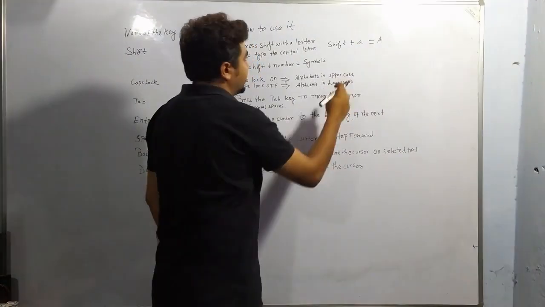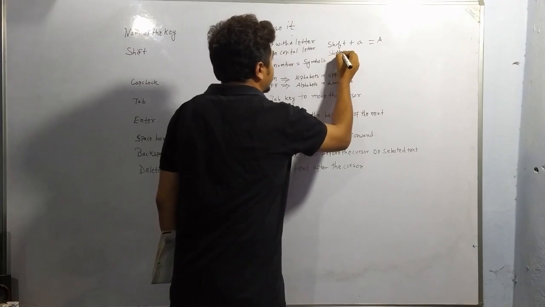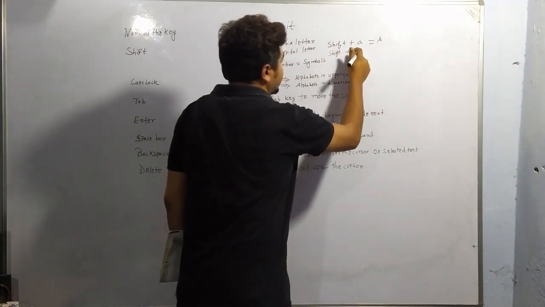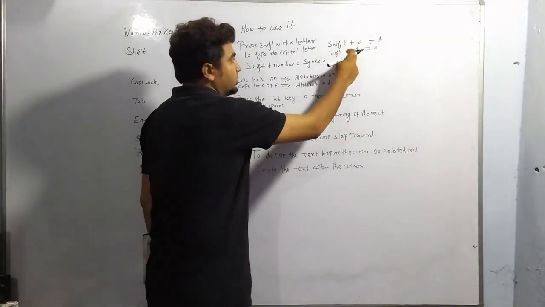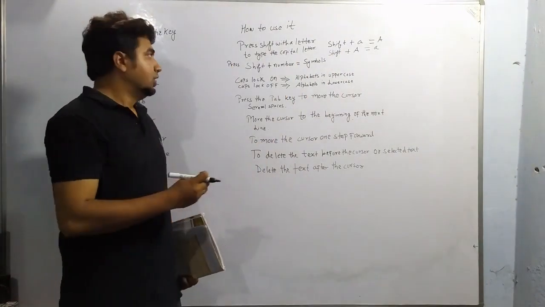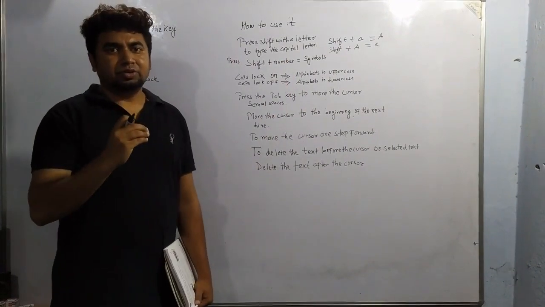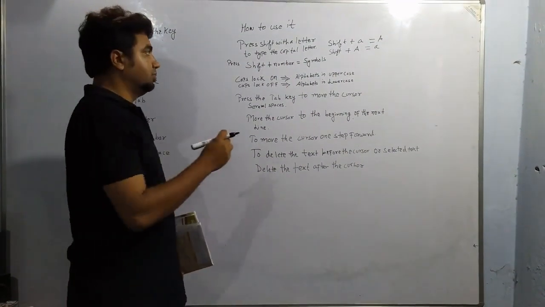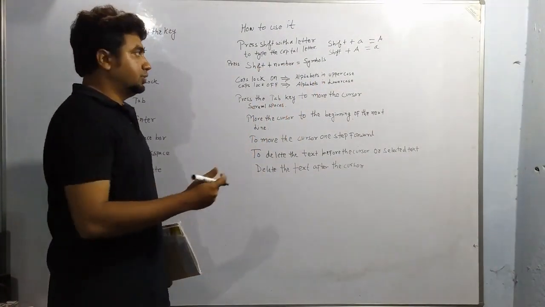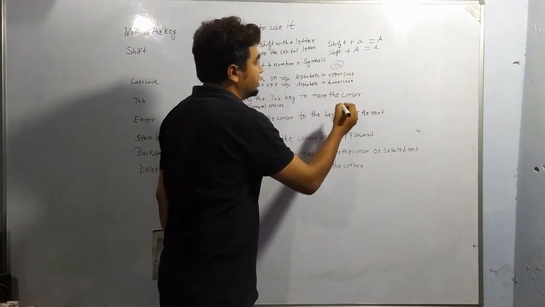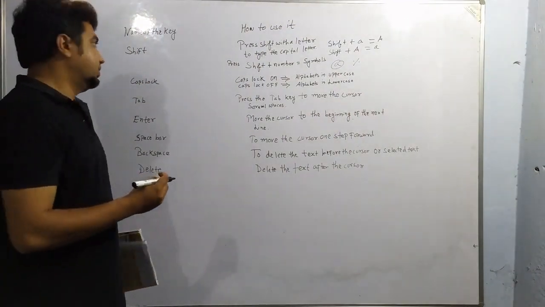Shift plus a small letter will give a capital letter, and shift plus a capital letter, say A, will give a small letter. So if I am pressing shift plus a letter, the letter can be capital or small. Now if I press shift plus a number, you will find that symbols are also given on the numbers. So it will give rise to symbols such as at the rate and modulus. These are the symbols written on the numbers.